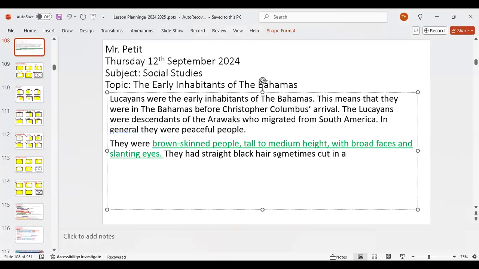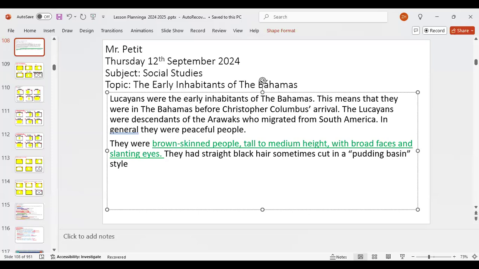The back of their hair was long, like a ponytail or something, and the front was short. Who said that? Brazil. The other way around. The back was long, the front was short. So they had straight black hair, sometimes cut in what they call a putting basin style. All right, a putting basin style.